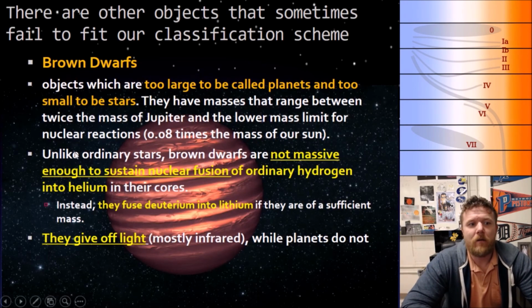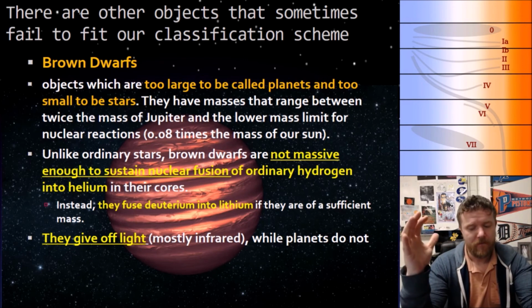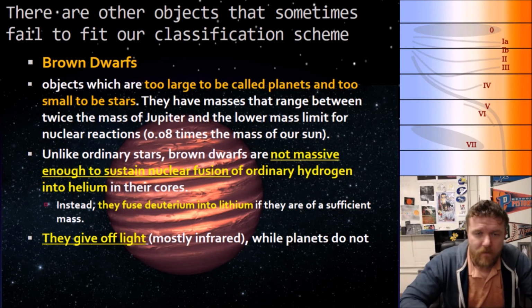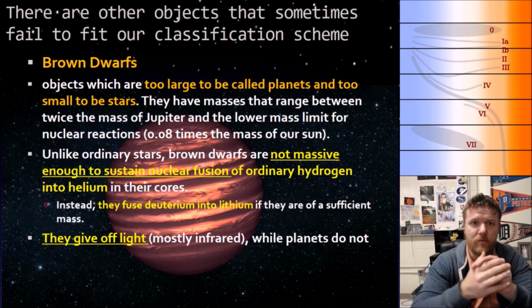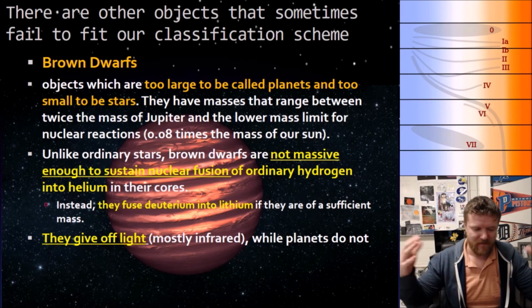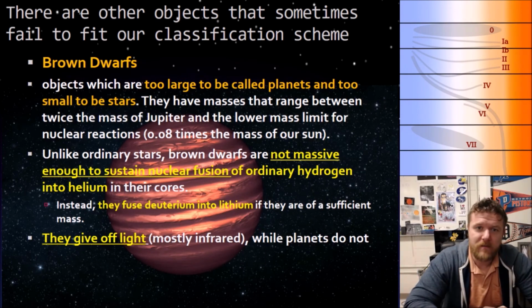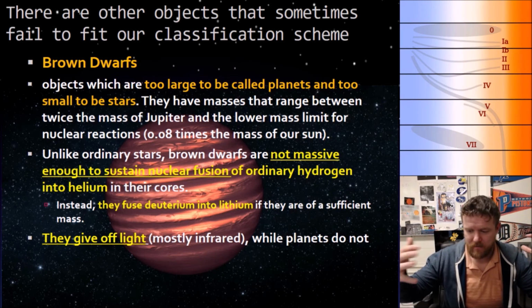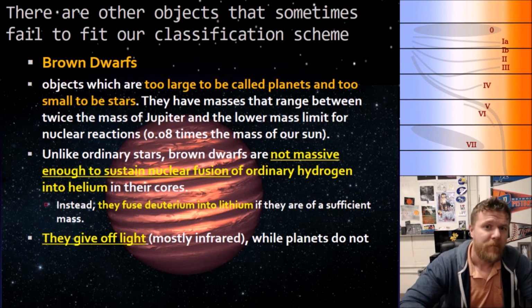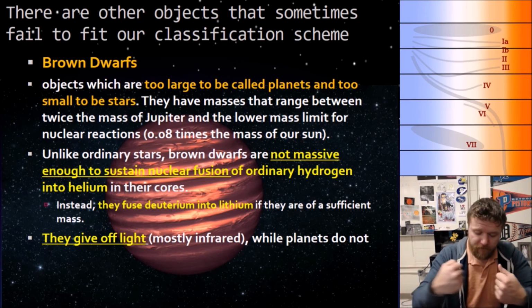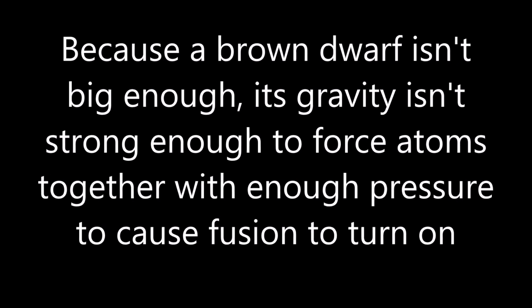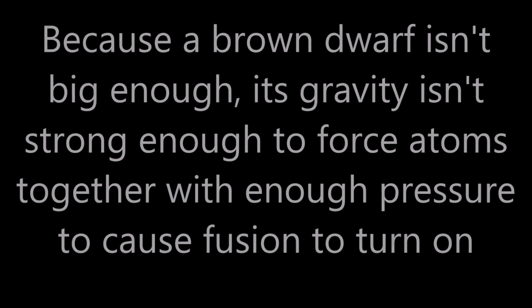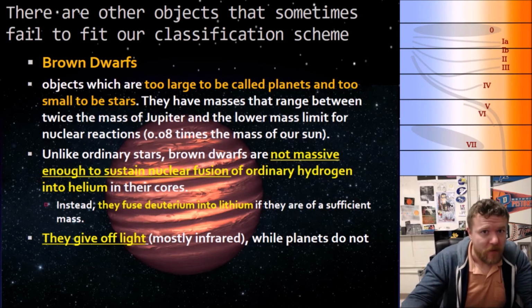And now there's a couple other categories. There are some objects that sometimes fit our classification scheme and sometimes don't. There are these things called brown dwarfs. A brown dwarf is an object that's too big to be a planet, too small to be a star. If you go in between the size of Jupiter and the size of a red dwarf, that is an object of a size that we don't know what to call. They're not big enough to do fusion, which means fusion is not happening in the core of that object. Obviously, it can't be a star, right? If they're not big enough to do fusion, you can't classify them as a star.